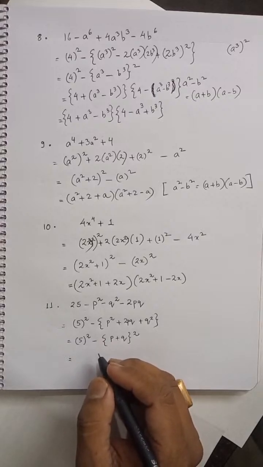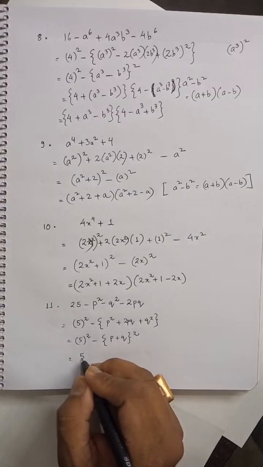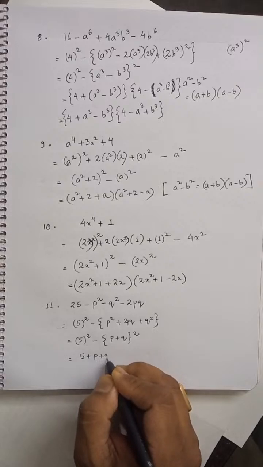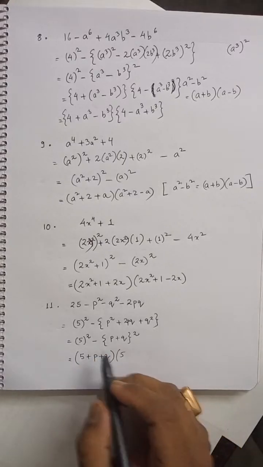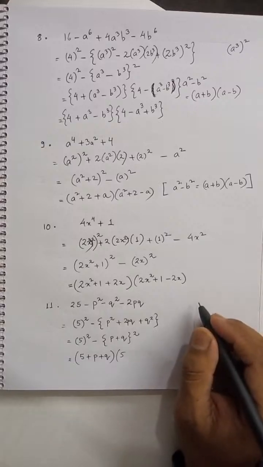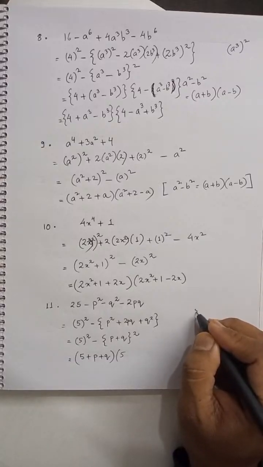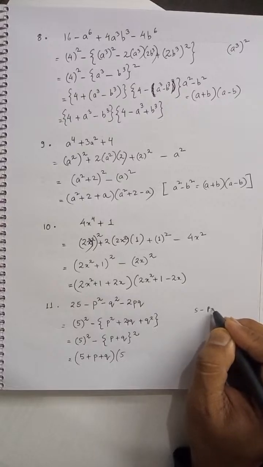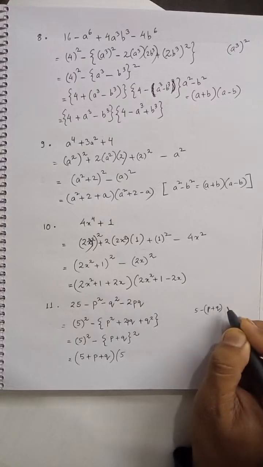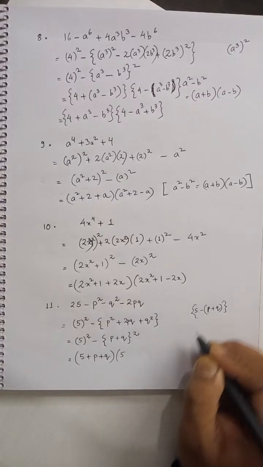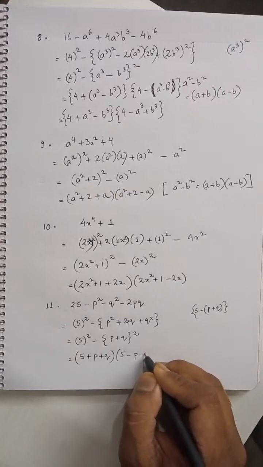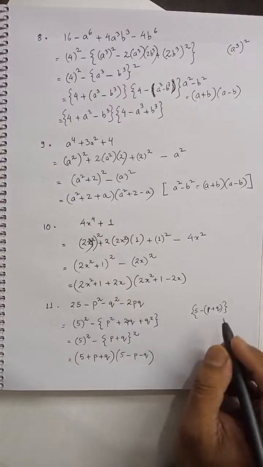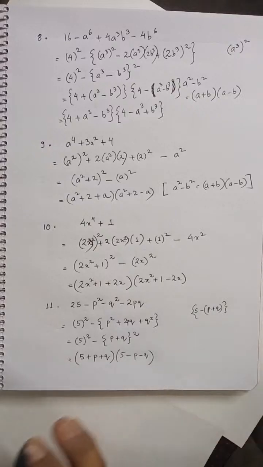So our answer will be 5 plus p plus q and 5 minus p plus q. Now if I write, I will show this step. So this step actually is 5 minus p plus q, and p plus q is within the bracket. So when we break it, this will be minus p and minus q. So this is going to be our answer. I am just skipping one step.